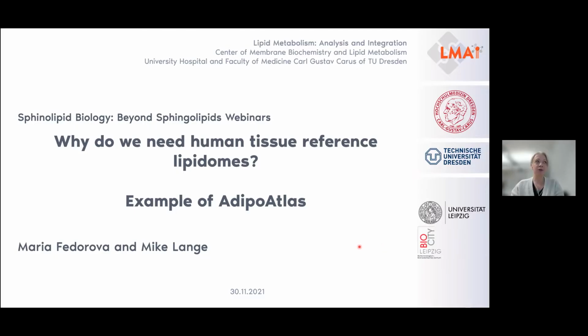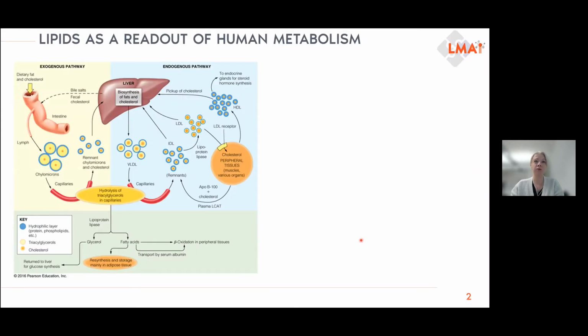So today we're going to talk with you about why we need human tissue reference lipidomes, and to show some examples from our study on the lipidomic characterization of human white adipose tissue. We all know very well that lipids are widely used as a very useful readout of human metabolism.